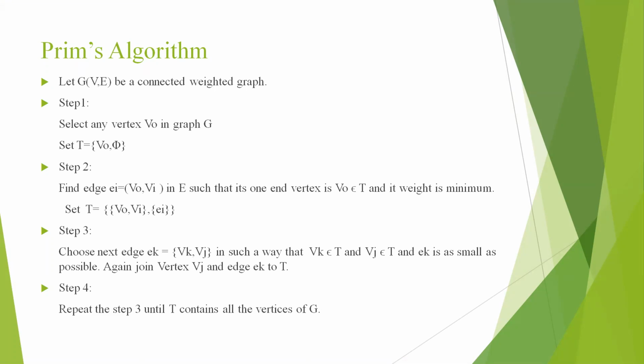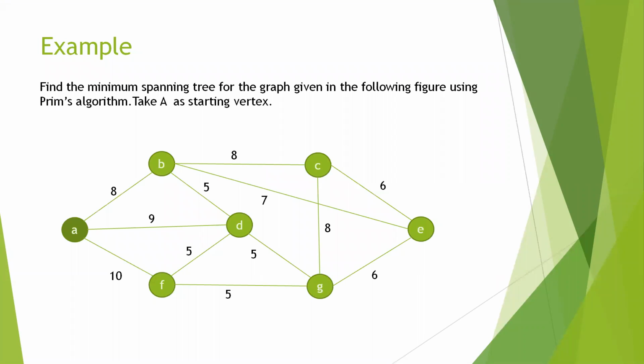And again we check that when we add a new node or select a new edge, it does not form any circuit or cycle. And the last step is to repeat step 3 until T contains all the vertices of graph G. So these are the steps of Prim's algorithm. Now we check one example.